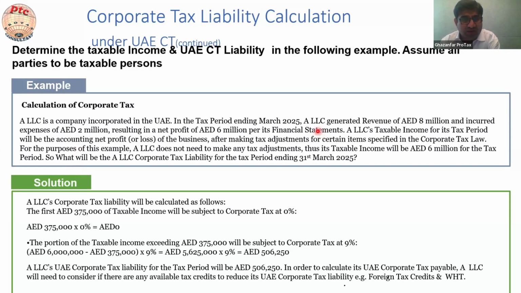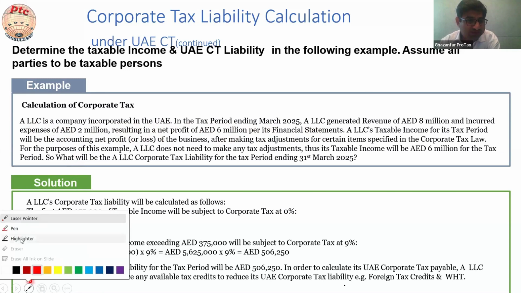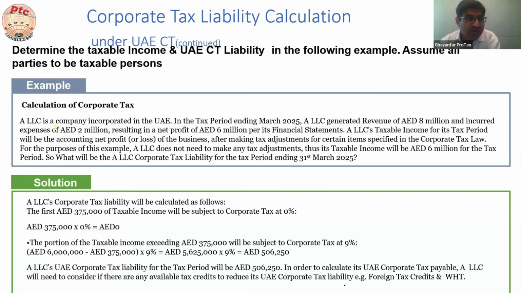Here, it is already mentioned the LLC is incorporated in UAE, in the tax period ending. Here, another important factor that we have to see is that the LLC is incorporated in UAE. While reading the question or going through the text or scenario, we must note where it is incorporated. This is the most important thing you have to understand. Now this is incorporated in UAE, so it's a resident company. The concept here is resident and non-resident.